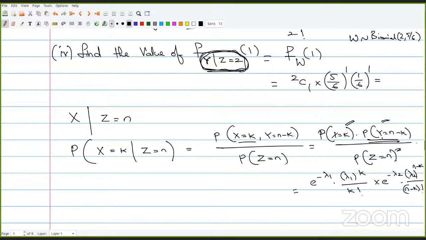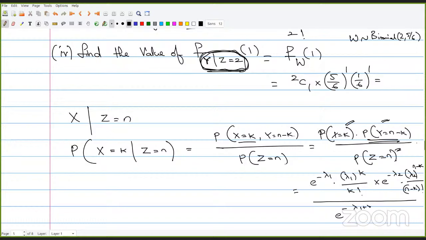X and Y are independent, but Z, I mean, X is not independent of Z, right? Exactly. X is not independent of Z, and Y is not independent of Z. It's the sum of both, so it cannot be independent. Okay. Now Z follows Poisson lambda 1 plus lambda 2, as we know.